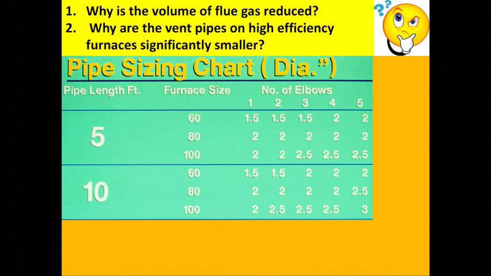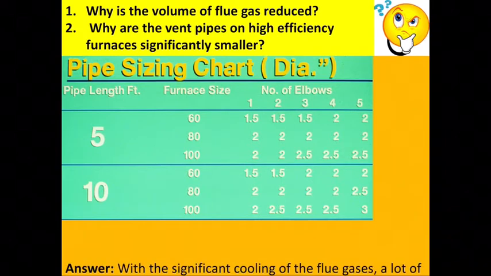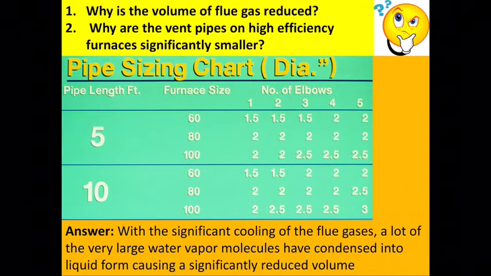But why are they so small? Why is the volume of the gases so reduced? And why are the vent pipes really so small? When we take a look at the significant cooling effect of the flue gases, a lot of that large volume of water and water vapor, when you start to cool those temps down, will reduce the volume substantially. And that's typically one of the reasons why that happens.